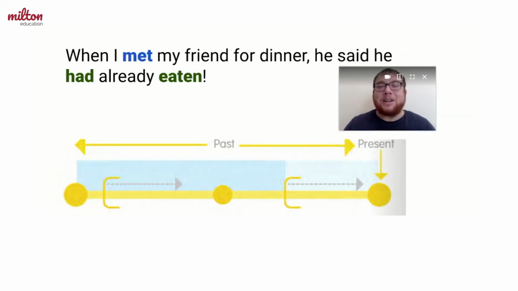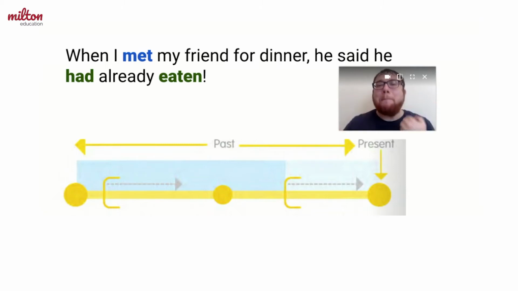Let's look at an example from my story. When I met my friend for dinner, he said he had already eaten. In this sentence, there are 2 actions. I met my friend for dinner. My friend said he already ate.